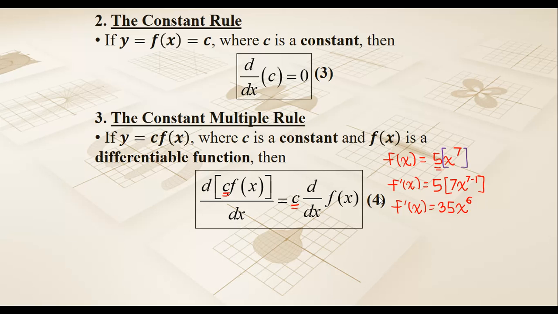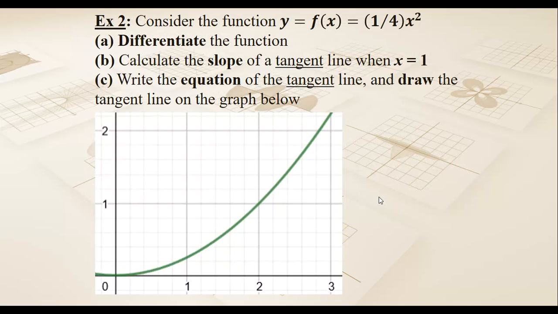Okay, and that's my fourth equation. Now let's go back to that first function. We started the lesson off by me introducing the curve y is equal to 1/4 x squared. And the whole issue is trying to figure out what is the exact slope of a tangent line at x is equal to 1. Now, we're going to do this with calculus, okay? We're going to use the power rule to do it.